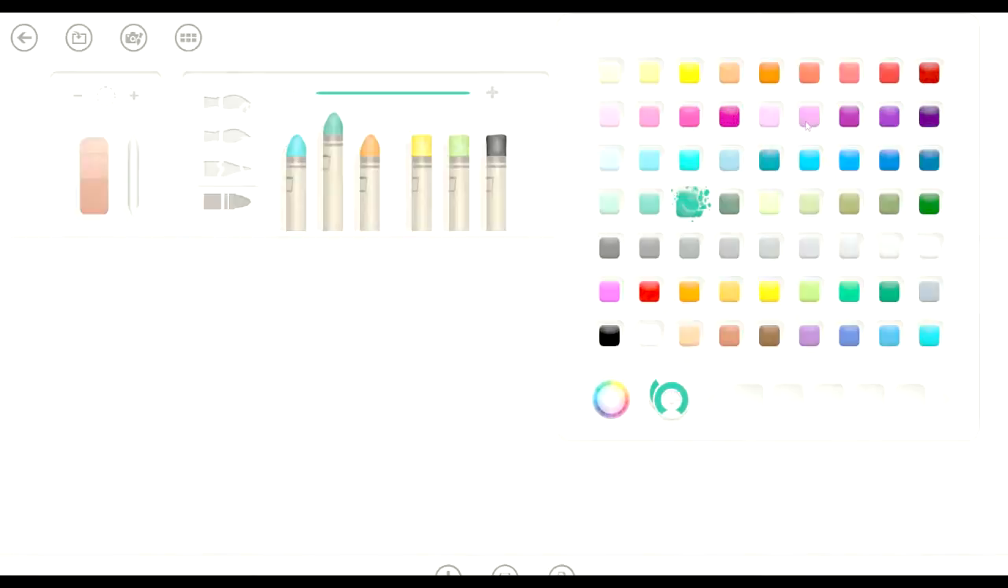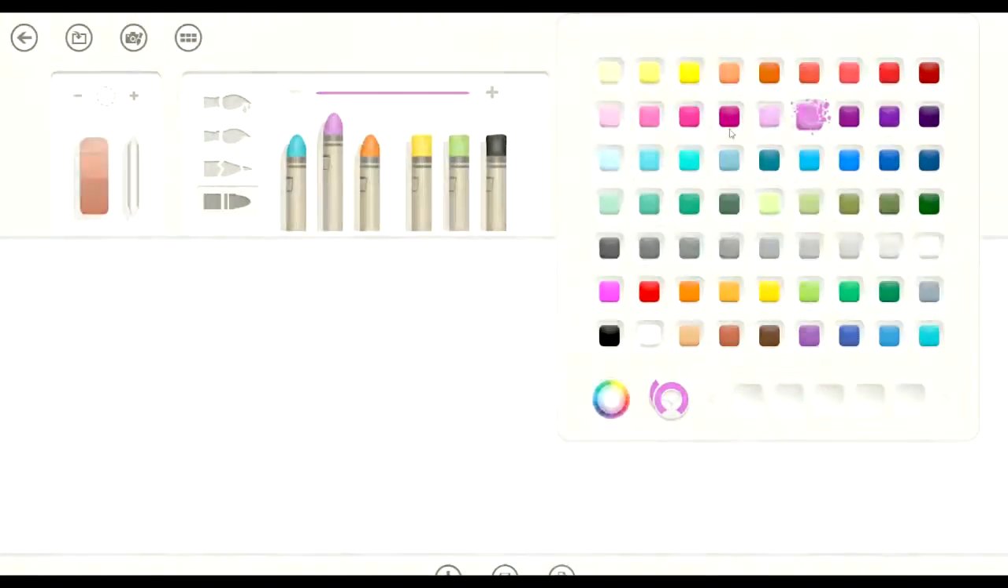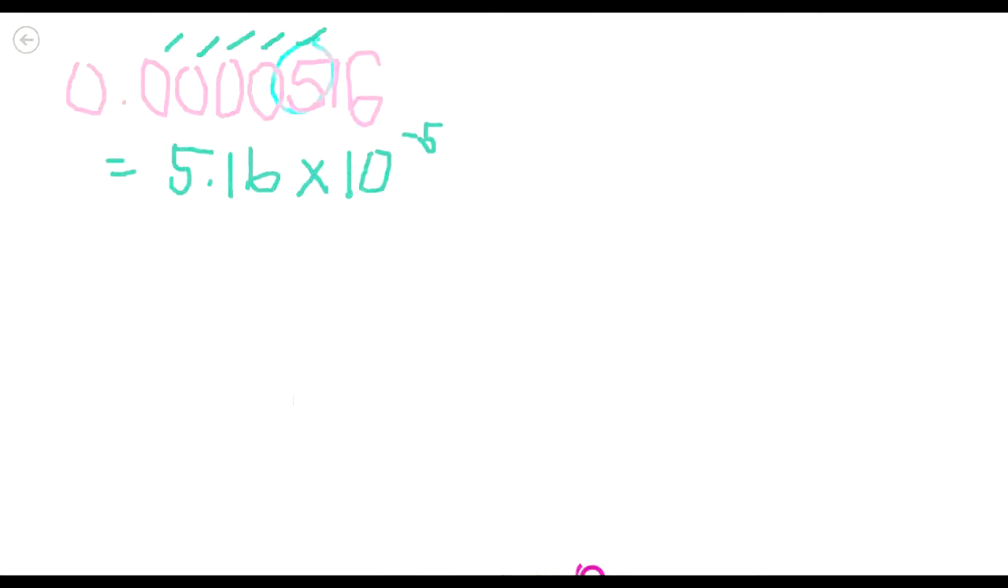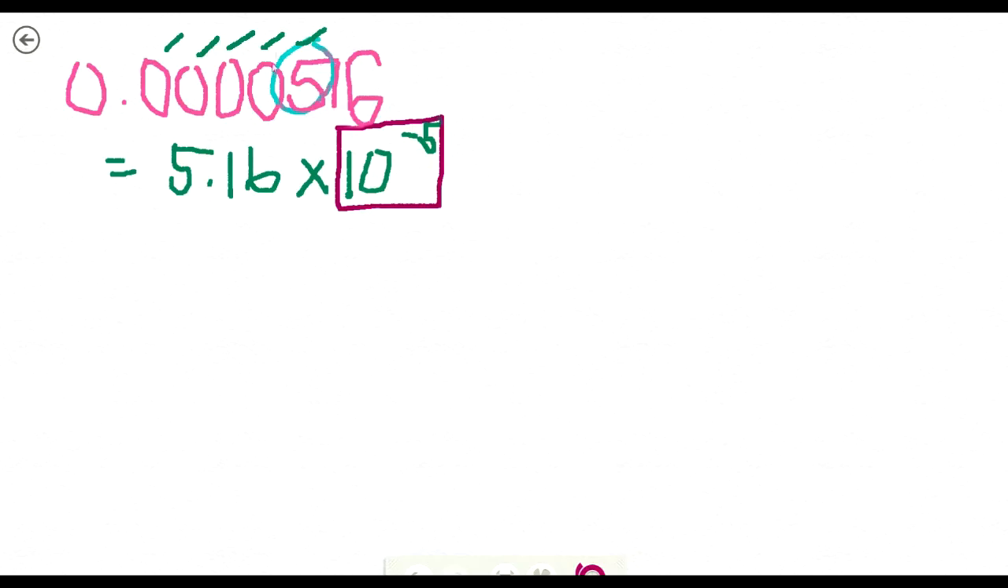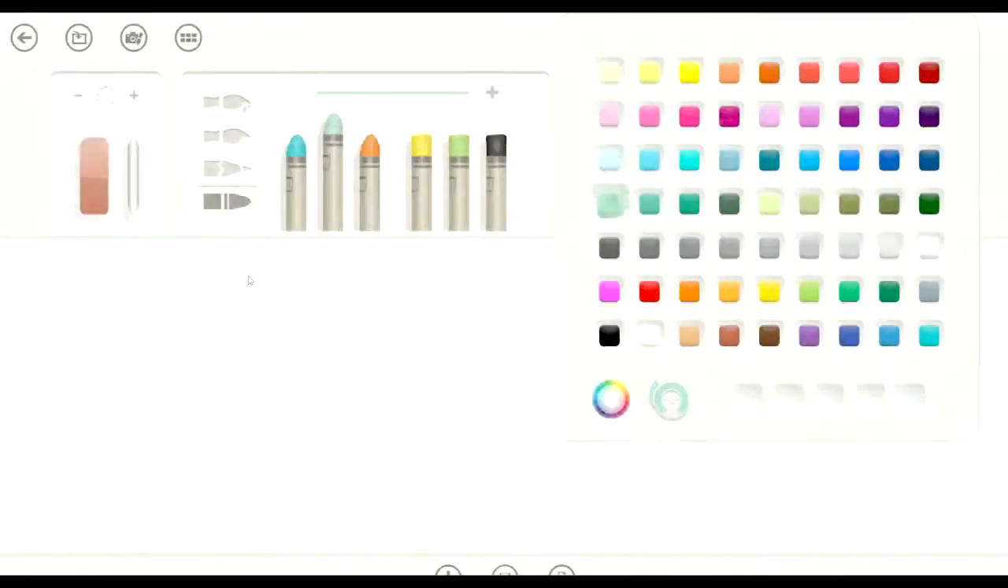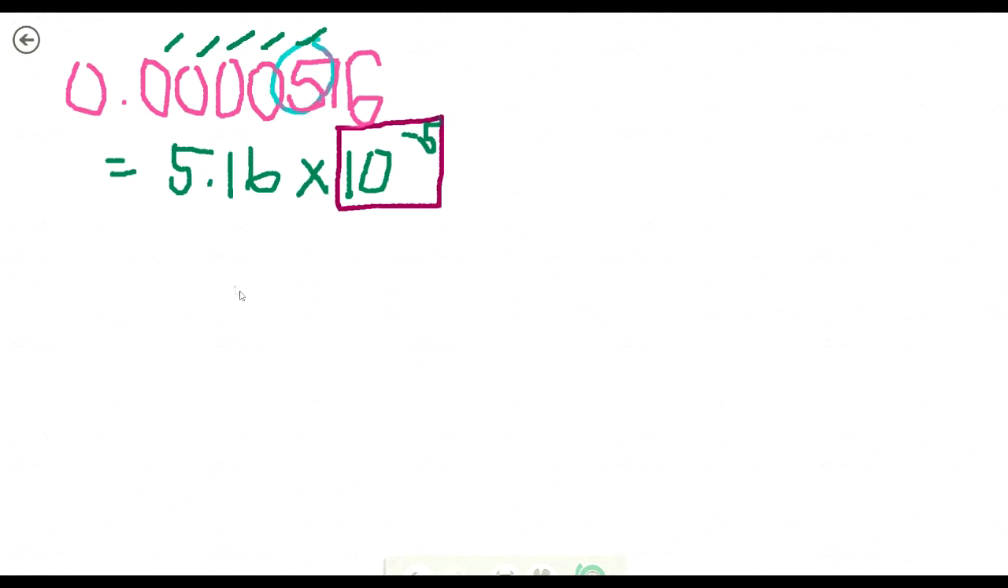So okay, I'm just going to pick another color. Okay, purple. Okay, I'm going to pick green. Okay, let's try the other one.